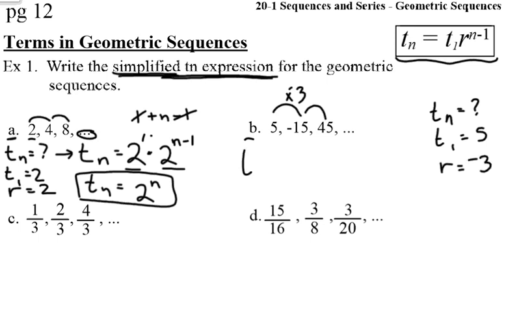So what's our T of n? Well, it's T1 times R, which is negative 3, to the n minus 1. However, we want all of negative 3 to be the base. Always put a negative base in brackets. So there's what we get for a simplified expression.